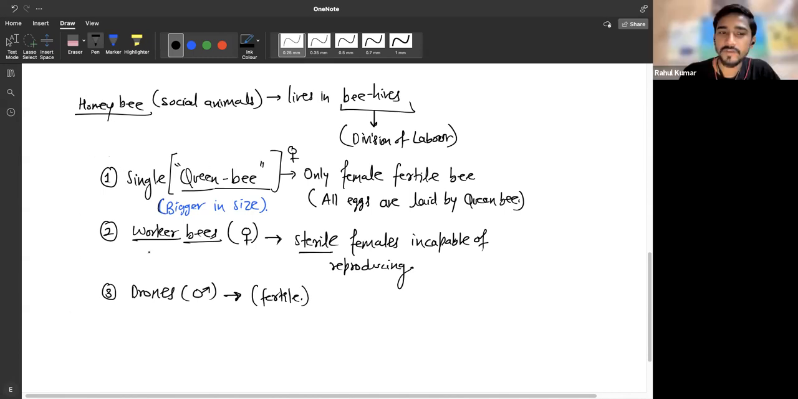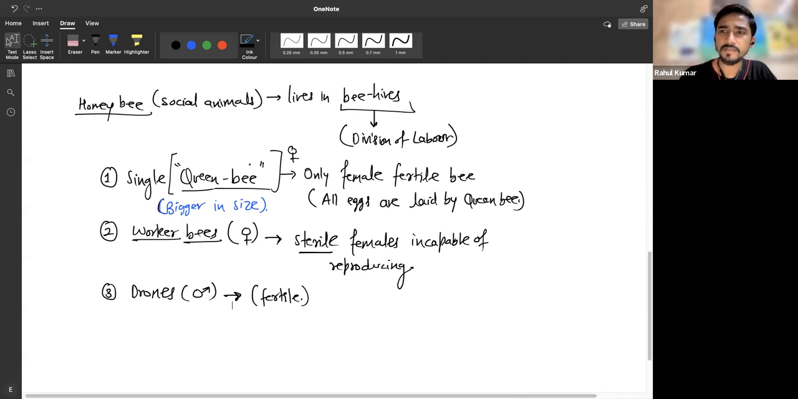So this is the division of labor. Queen bee maintains and keeps the hive as a unit. She is the leader. She is the one who keeps the hive as a hive. She keeps worker bees sterile and keeps them as workers so that they keep cleaning, expanding the hive, collecting the nectar, making the honey and all those things.